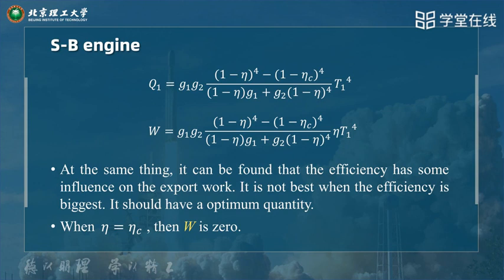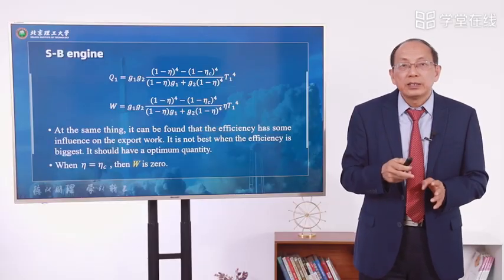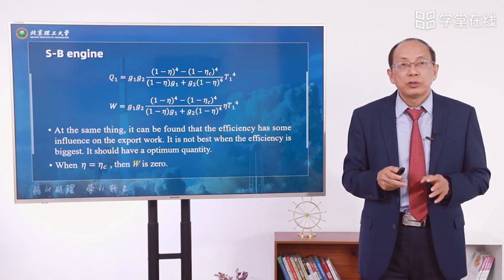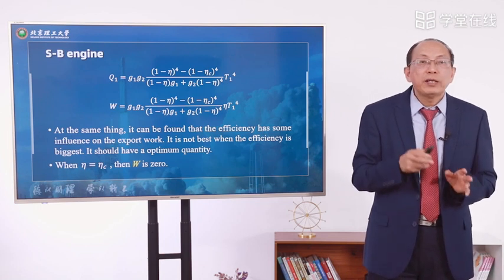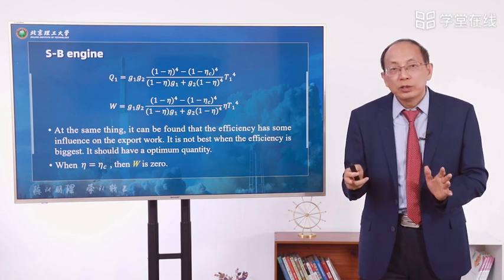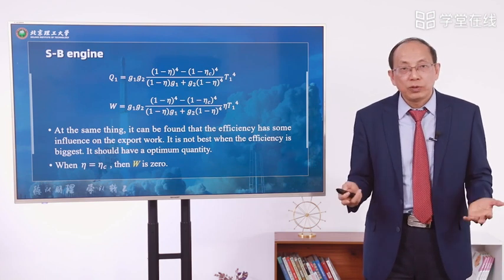We should select the efficiency. It should have an optimal value. Even if eta equals eta C, maybe it's not good. We can find that when eta equals eta C, the work output is 0, no use.